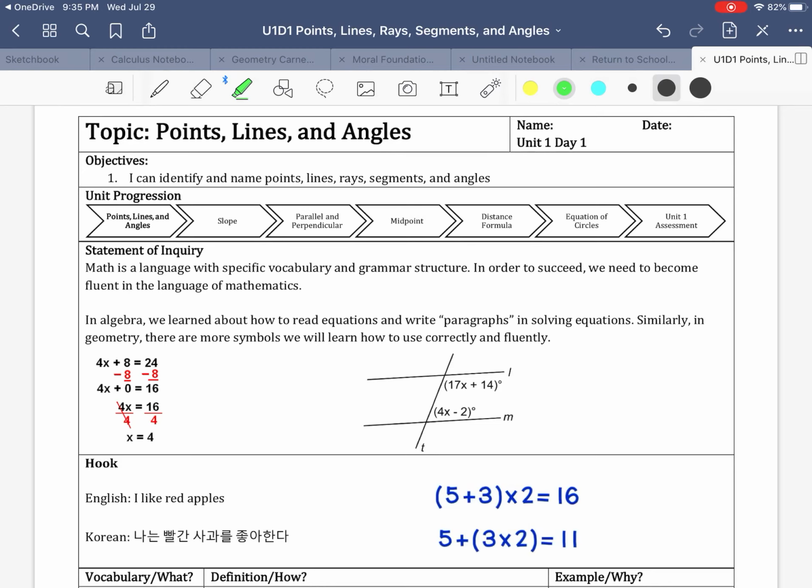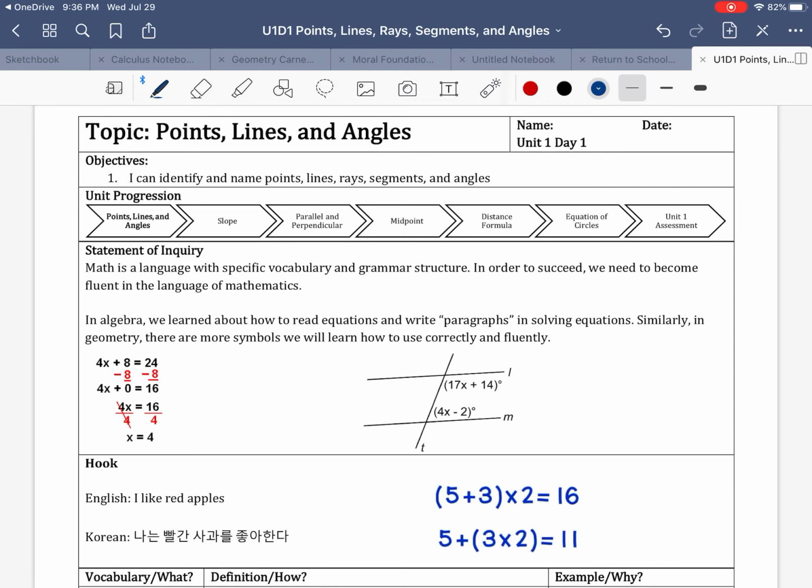Now, the statement of inquiry is a statement that is written to help us focus on why we need to know about points, lines, and angles in the larger scope of our lives. So today, we're going to be thinking about math as a language that has specific vocabulary and a grammar structure. In order to succeed in math, we have to become fluent in the language of mathematics.